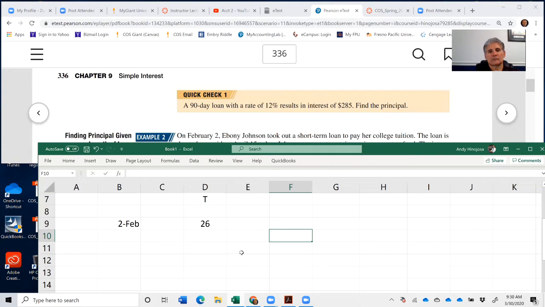We're trying to get over to April 15th. So now we'll look at March. There are 31 days in March. And then in April, well, it's April 15th, so there are going to be 15 days there. Let's go ahead and add 26 plus 31 plus 15. The total number of days that we're trying to solve for is 72 days.